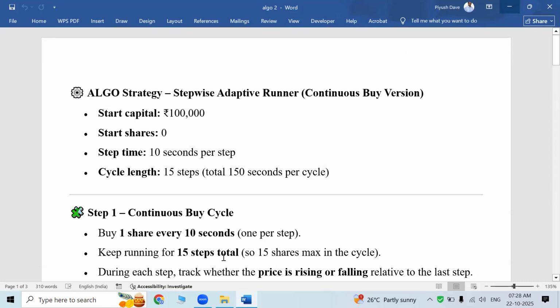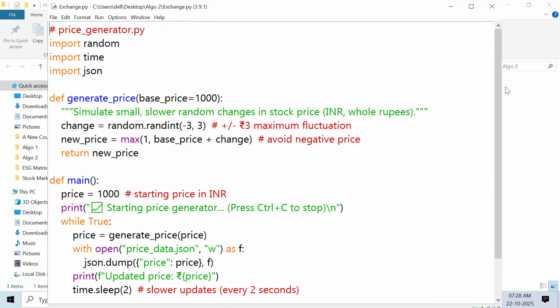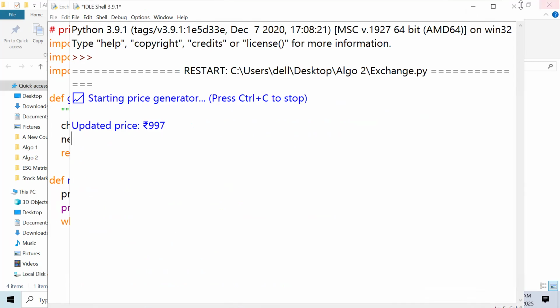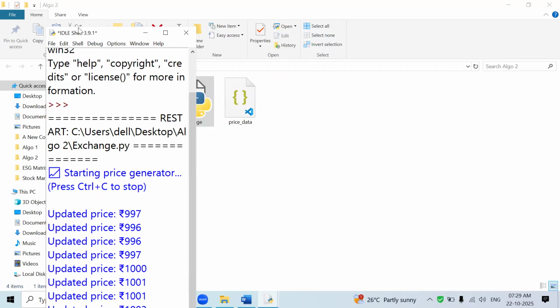Okay, now let me show you the actual working. So what I have done, I have made a code. One is for the exchange, which is going to change the price continuously. So this is my exchange which changes the price. Let me show you how it works. It starts with one price and continuously keeps on changing it. I have made the price change randomized so that we can test our strategy.